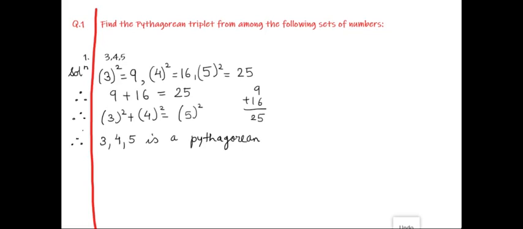Did you understand why they are a Pythagorean triplet? Because the small number squares are equal to the square of the bigger number. Their addition, the small number squares' addition, is equal to the bigger number's square. Did you understand how to solve the sum? Now take the screenshot and complete this sum neatly in your CW.